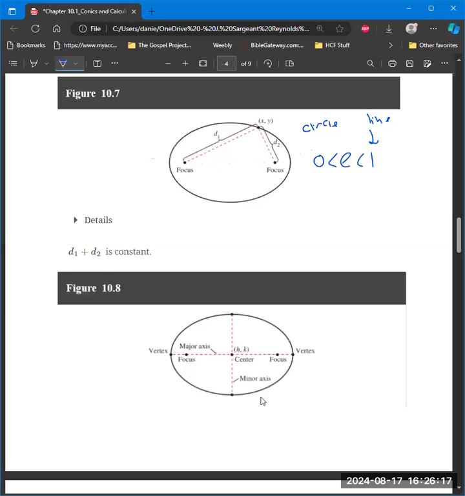And I'm interested in this distance here, I'm going to call A, and that distance there I'm going to call B, so that the entire major axis is going to have a length of 2A, and the entire minor axis here is going to have a length of 2B.